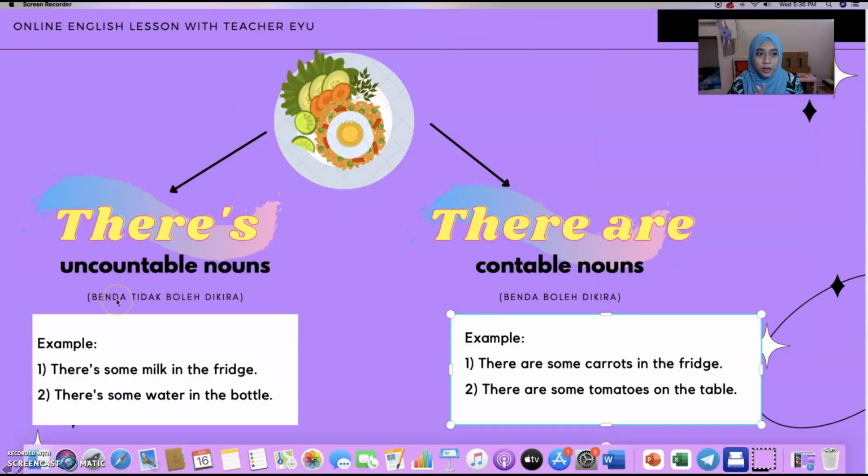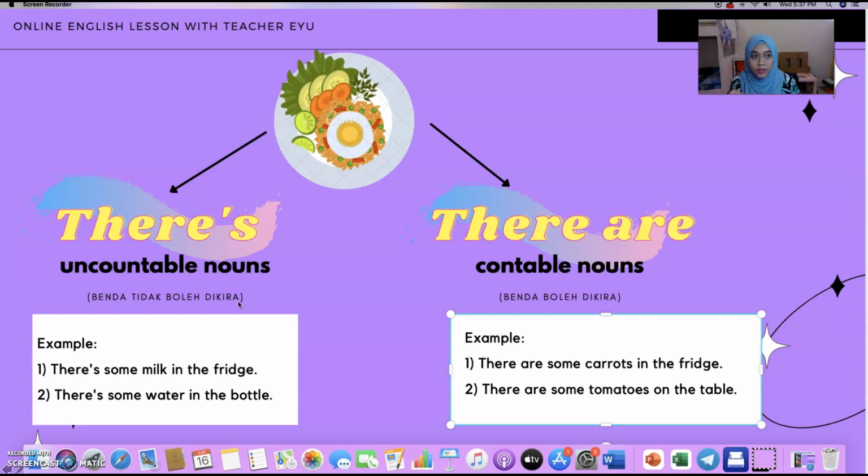Alright. Okay, so now let's look at the next category, but still under there's and there are. Okay, just now singular and plural. Okay, so now it's uncountable nouns and countable nouns. Okay, uncountable nouns is benda yang tak boleh kira. So, for example, things that you cannot count. Benda yang awak tak boleh kira.